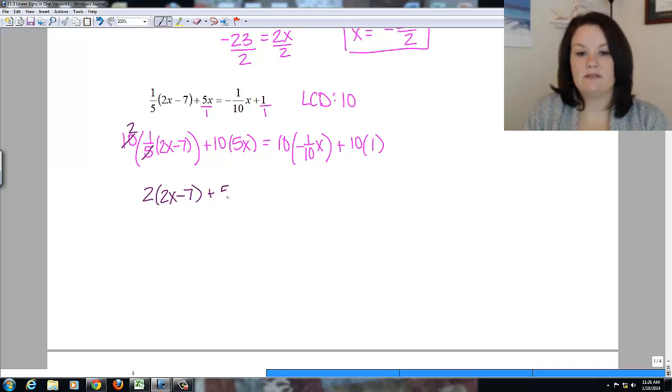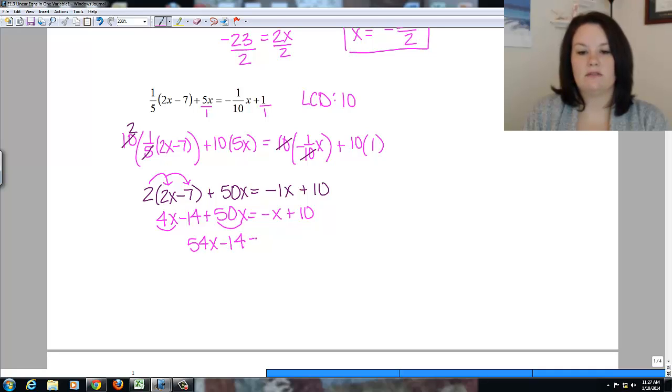10 times 5x gives me 50x. On my next term, my 10's cancel, and I'm left with negative 1x, or just negative x. And then 10 times 1 is 10. And then from here, I'm just going to go ahead and finish working it out. I'm going to distribute my 2, which gives me 4x minus 14 plus 50x is equal to negative x plus 10. I combine my x terms on the left-hand side, which is 4x and 50x, which gives me 54x minus 14 is equal to negative x plus 10.